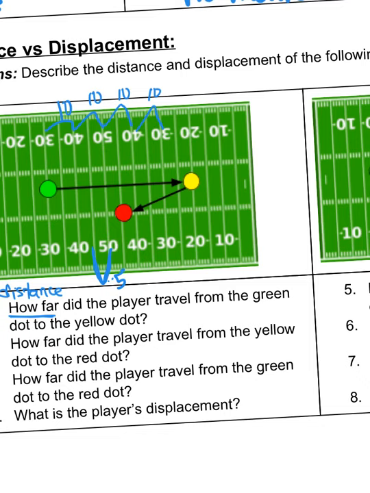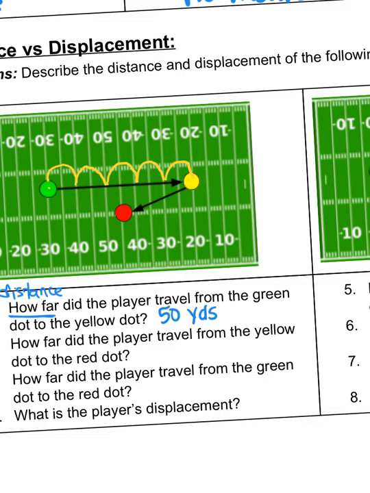So with that in mind, let's mark up our thing. It says, how far did the player travel from the green dot to the yellow dot? I'm going to use little humps. Count with me. How many yards? 10, 20. I should hear everybody. You can count by tens. 30, 40. So how many yards did we go from the green dot to the yellow dot? They're yards.